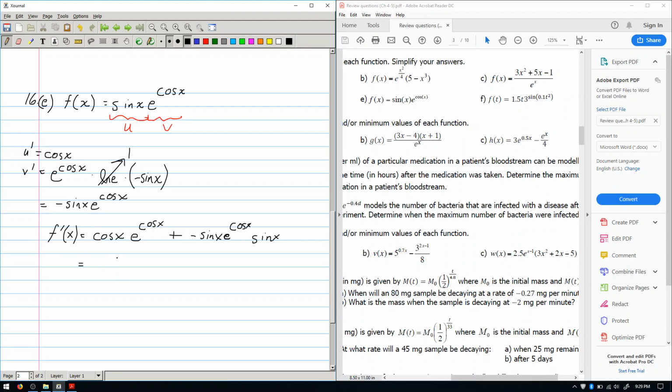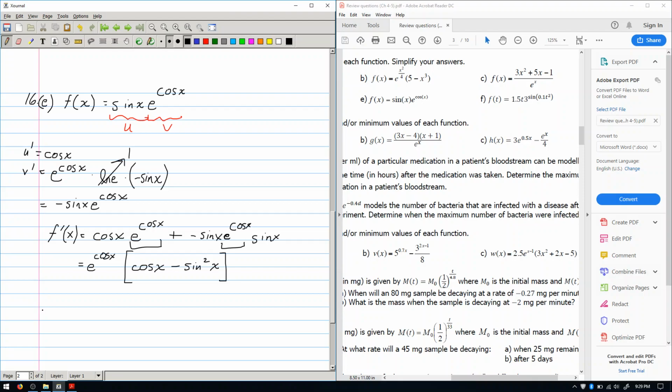And what do I get here? Well, I have a common factor of e to the cos x. It seems like I'm always going to have a common factor of some exponential term, at the very least. What do I get left? Cos x minus sine squared x. If you notice, there are two sines. When they multiply together, I get sine squared. That's basically what I get for the derivative. I can't really do much more than that.